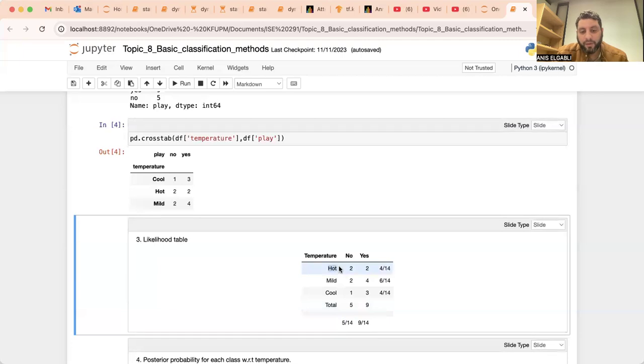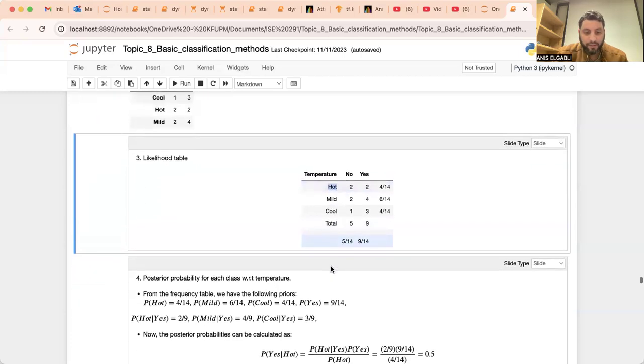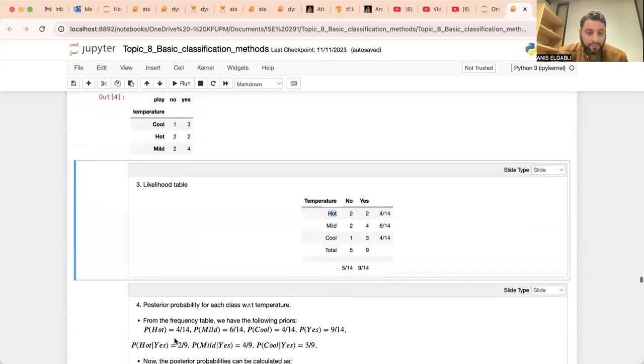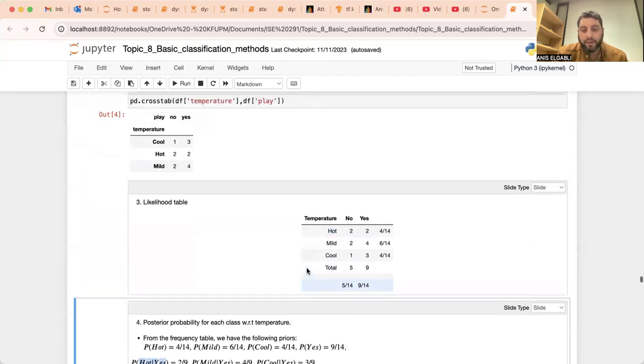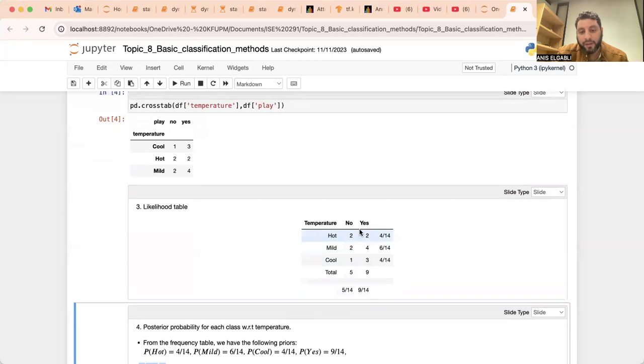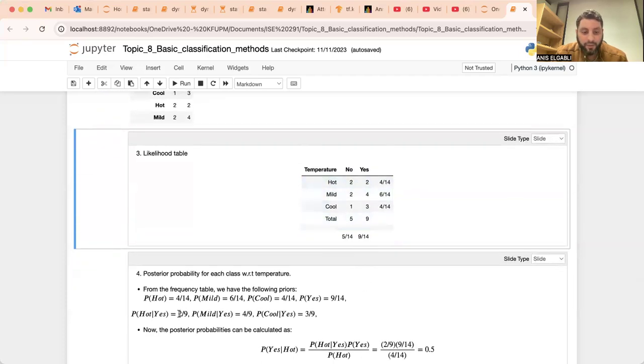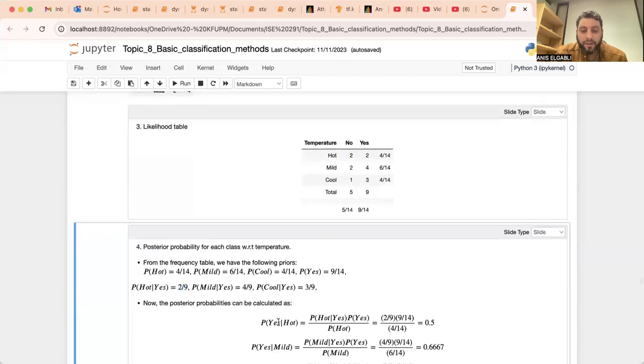Now let's compute the probability of hot given yes, given play is equal to yes. We want the probability of the temperature being equal to hot, given play is equal to yes. Let's look at this here. Play is equal to yes 9 times. In two of them, the temperature was hot. Therefore, the probability of hot given play is equal to yes is equal to 2 over 9. Now we are almost ready to compute.